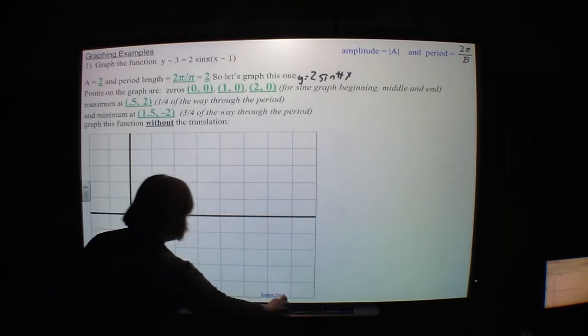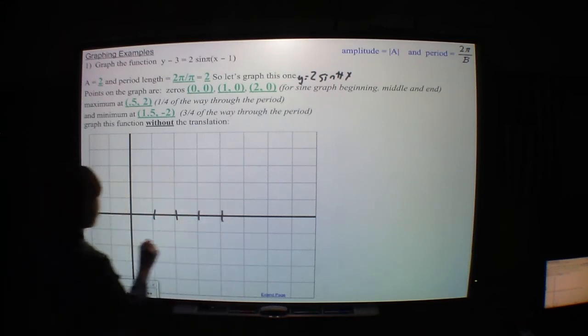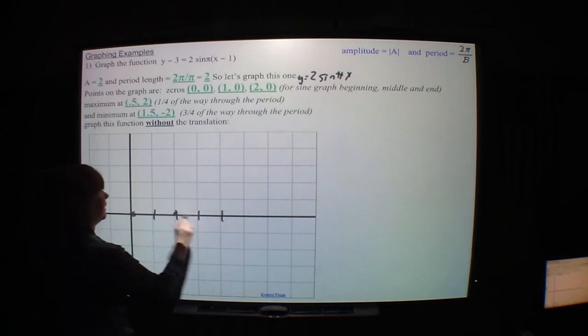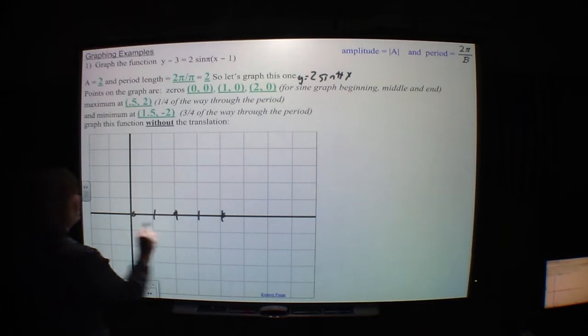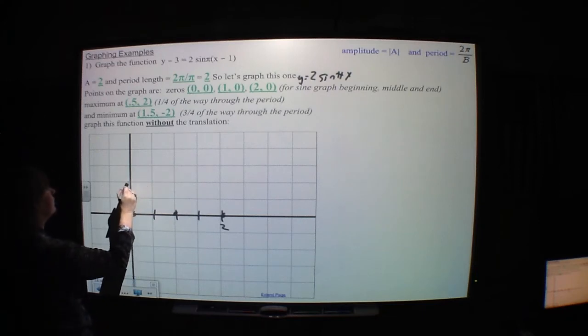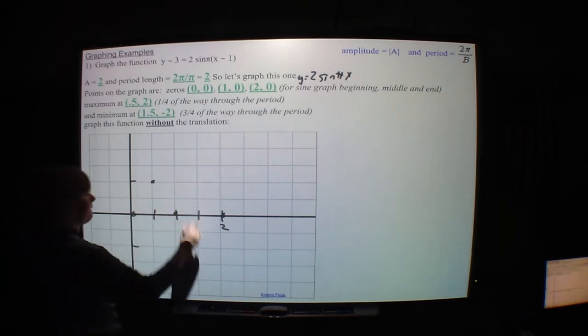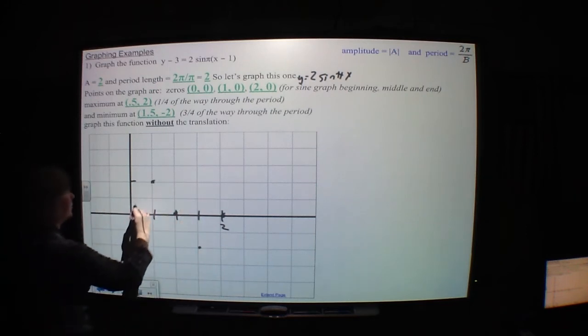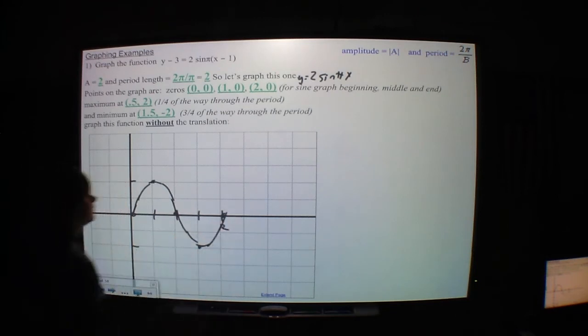So first let's look at that. If I were going to graph that, 1, 2, 3, 4. Beginning, middle, and end are my zeros. And remember, this is 2. My maximum happens a quarter of the way through. So at 0.5, I'm at my maximum. At 1.5, I'm at my minimum. So it looks something like this. Okay, and it could repeat itself. So that's what I would do first.